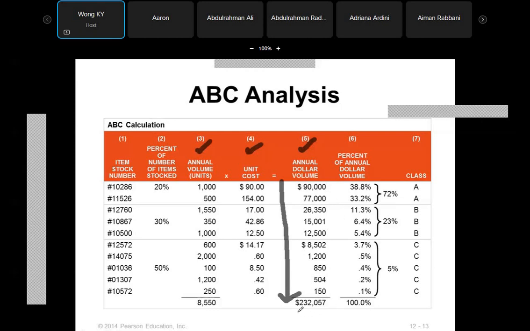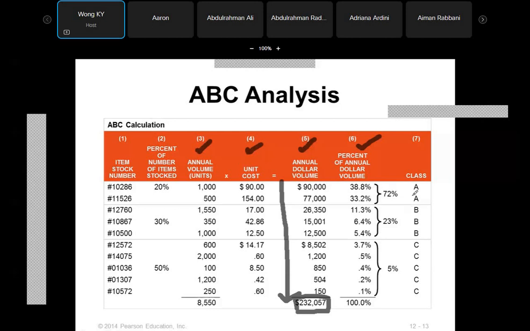Okay, and then after that you can calculate the total. This total is used later to calculate the percentage in column 6. So in column 6, you have to calculate the percentage of annual dollar values. For example, how do we get 38.8%? It's just 90,000 divided by 232,057. You get 38.8. How do we get 33.2? It's just 77,000 divided by 232,057. So we get 33.2%.